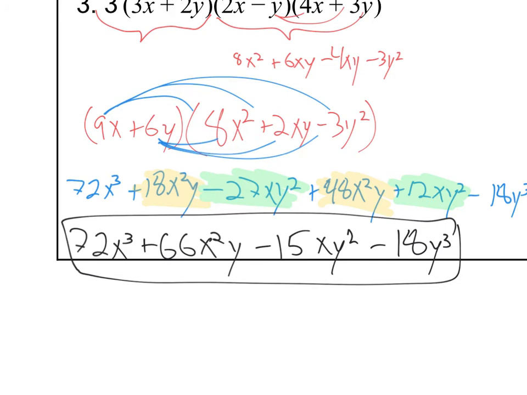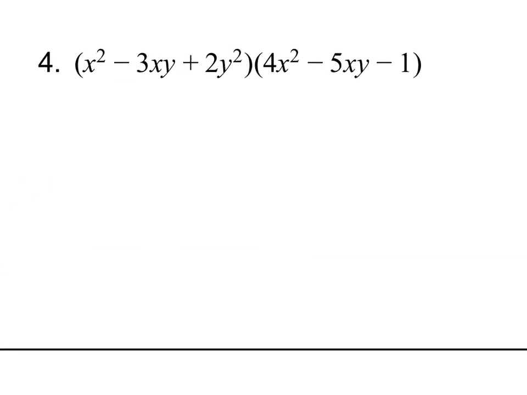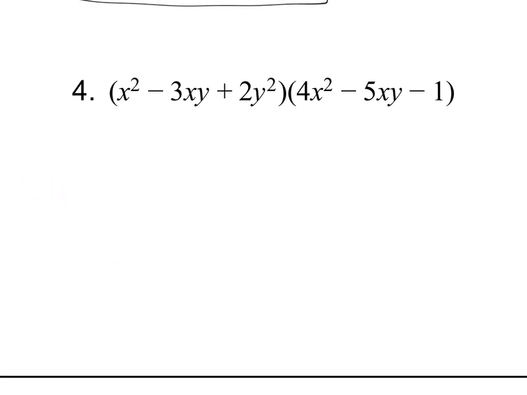So difficulty level's not terrible, but it is very tedious. All right, number 4. We've seen one just like this in a previous target. Again, we have 3 terms times 3 terms. Sources tell me we're going to end up with 9 terms, icky, total, and then combine from there.